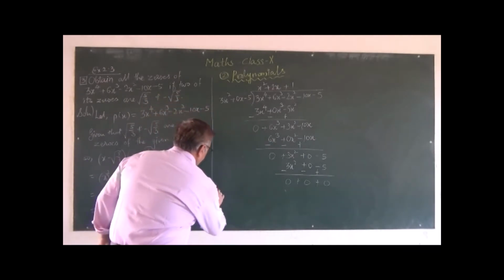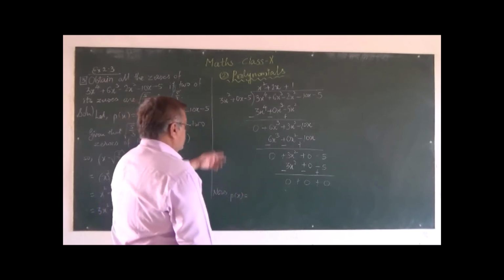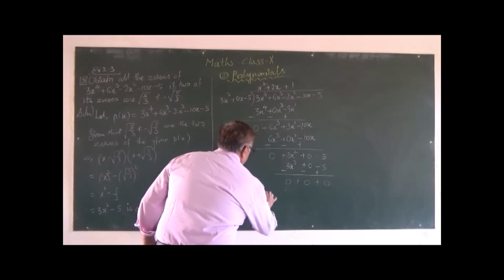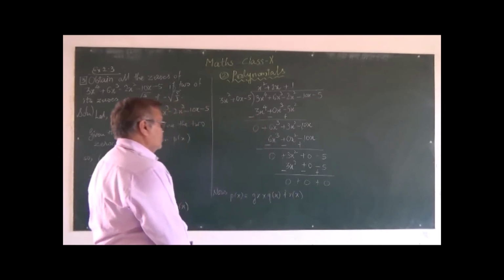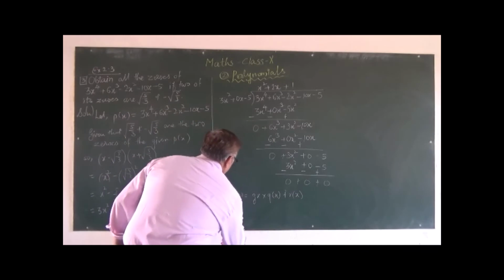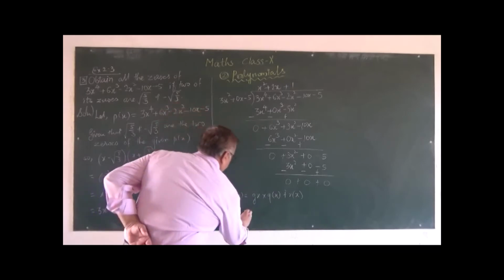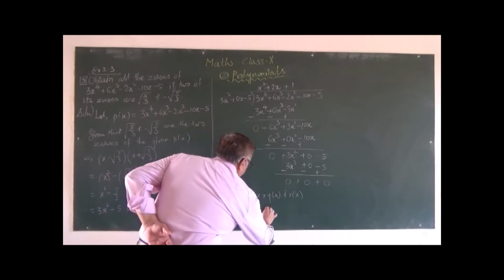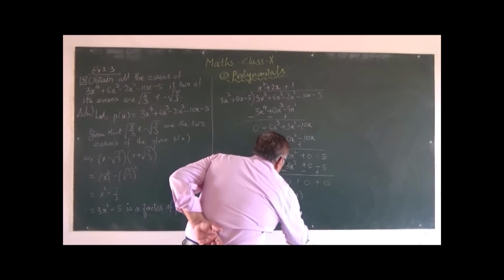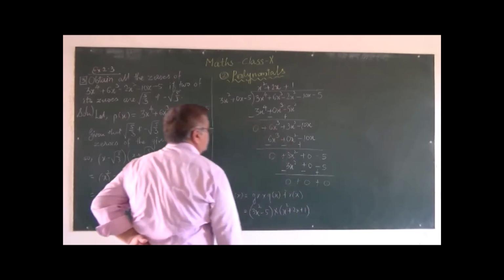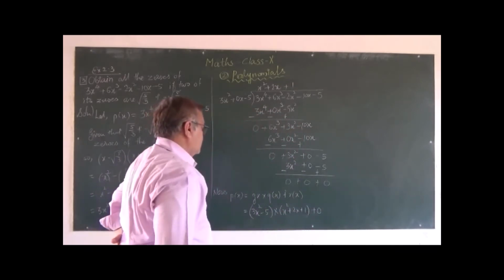Now, P of x is equal to G of x into Q of x plus R of x. This is the division algorithm for polynomials. So what is G of x? P of x we know very well. G of x means the divisor. Our divisor is 3x square minus 5, multiplied by the quotient, which is x square plus 2x plus 1, and the remainder is 0. So we will factorize this.